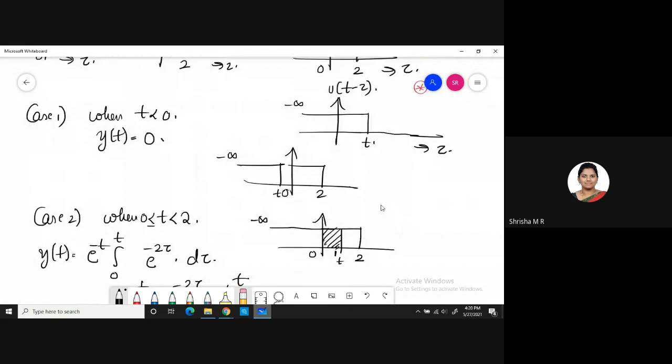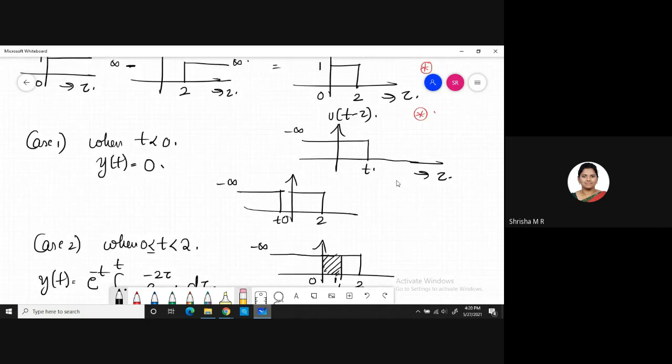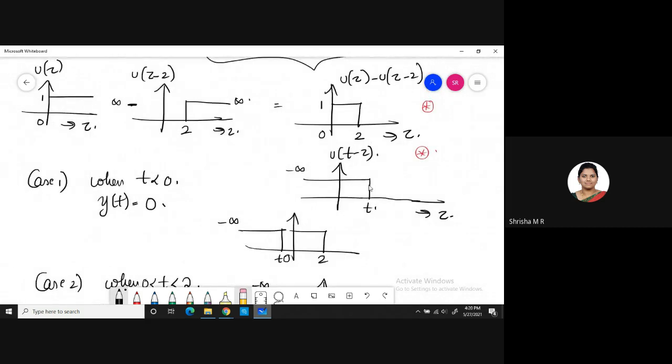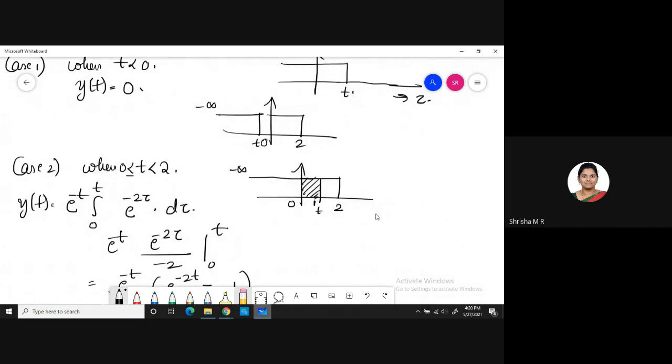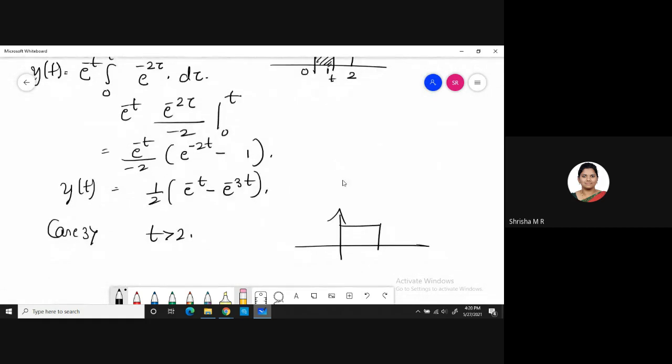See, this waveform is fixed. First, this t will be less than 0, then it will be between 0 to 2, then it will be greater than 2. You are varying this t. First it is here, then it is here, and then here. It is moving upon this. Last case, you take t greater than 2.